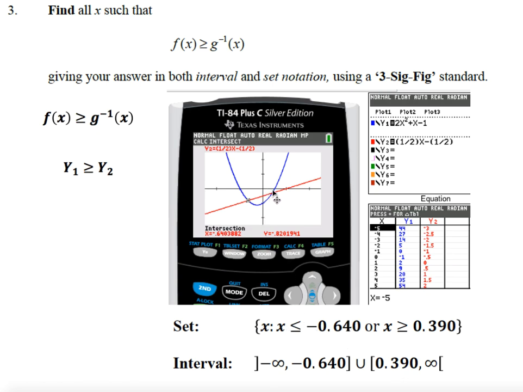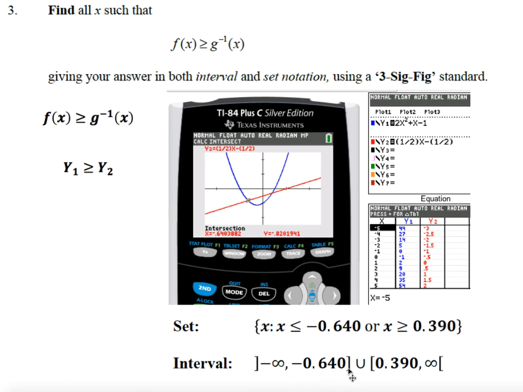Then if you play the same game with this one here, using the second calc intersect feature, you find what ends up being 0.390, and then everything to the right. So in set notation, the blue curve's y values are above or equal to the red values for all the x's less than or equal to this, or all the x's greater than or equal to what you see there. You don't need to write it as sophisticated as this at the SL level. If you simply say x is less than or equal to this value, or x is greater than or equal to this, you're fine.